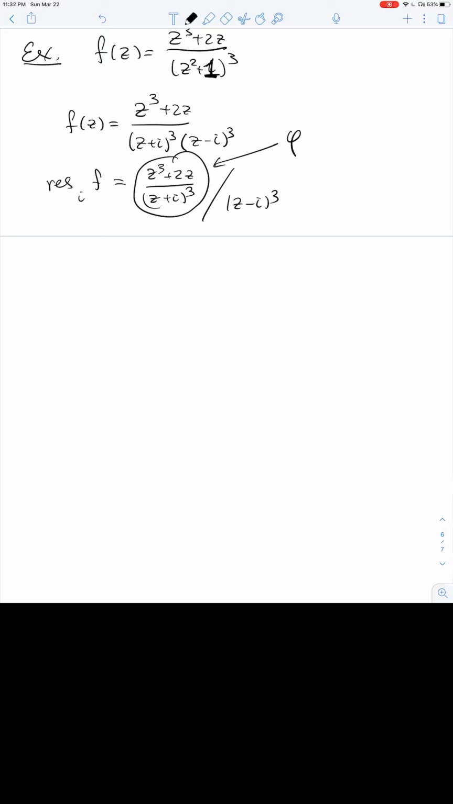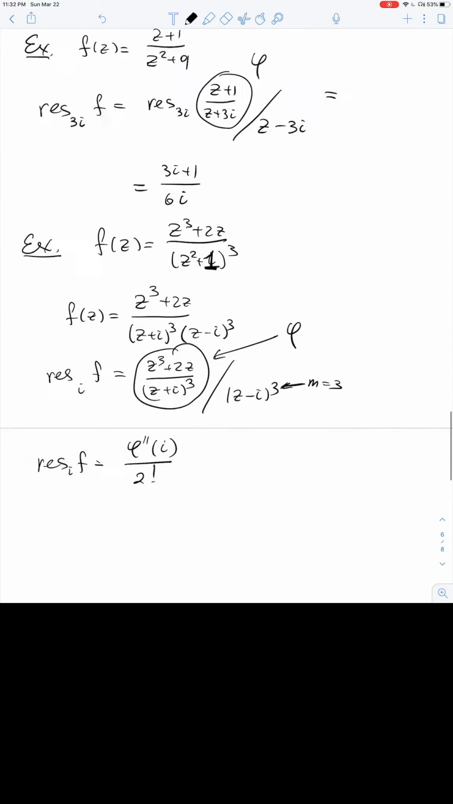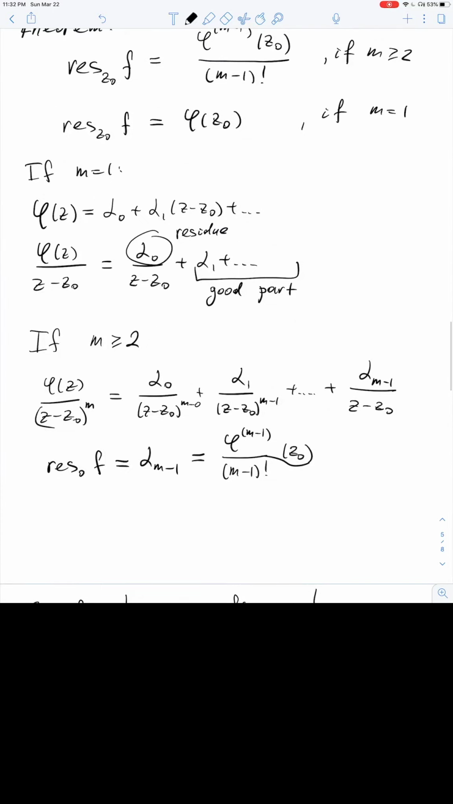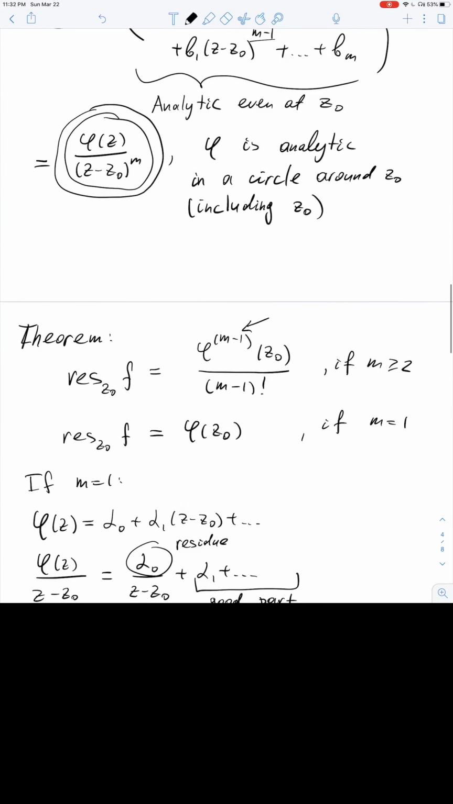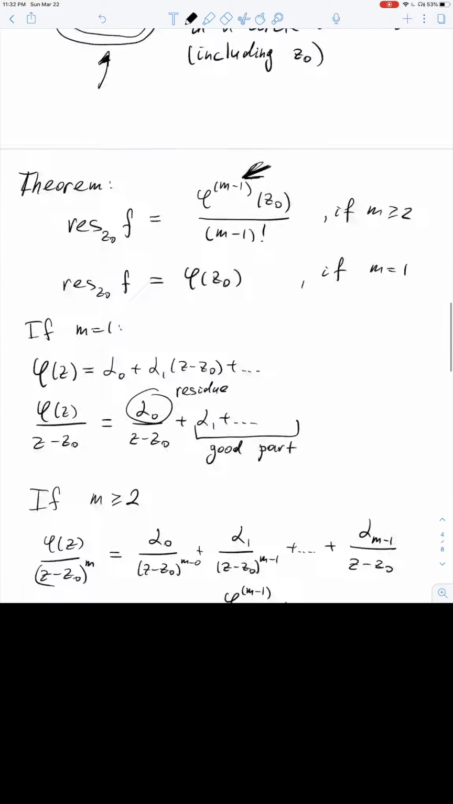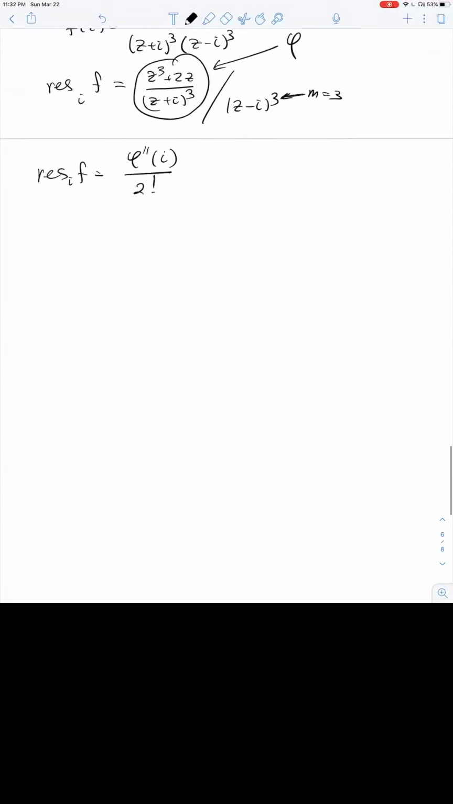So now my pole is not so simple anymore. I have 3 here. And so I know that my residue is the second derivative of phi at i divided by 2 factorial. Let's go several pages back. Here it is. Here is m minus 1. So if I have m here, I'll get m minus 1 here. So I need the second derivative.